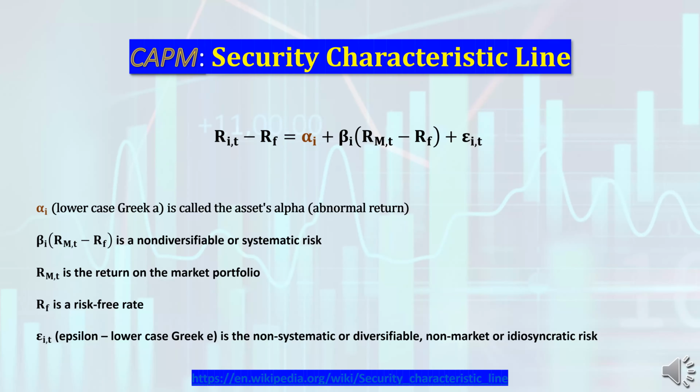For the security characteristic line, there are only two new variables. However, other groupings of variables are now given definition. The first new letter is alpha, lowercase Greek a, the asset's abnormal return. Beta times the market premium is the non-diversifiable or systematic risk. The discussion has covered the market rate and also the risk-free rate. Epsilon, the lowercase Greek e, is the non-systematic or diversifiable risk.